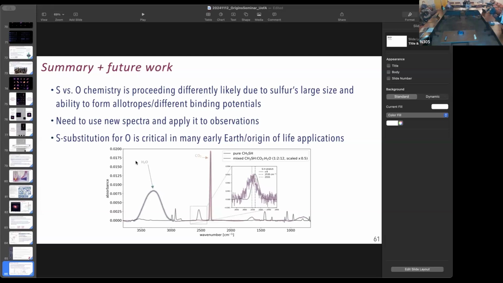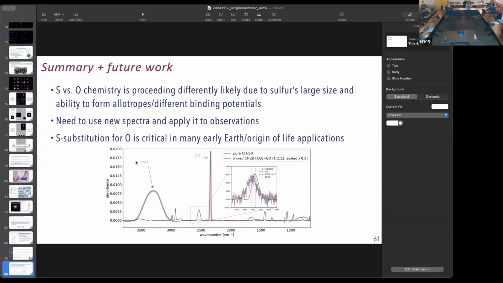Essentially, what all these experiments are showing is that this S versus O chemistry is different, likely due to sulfur's size. And that's pretty interesting because I think we can exploit this difference in a lot of ways and extend it to larger organics. That could tell us something about different formation pathways and locations where these molecules could have formed within a disk.